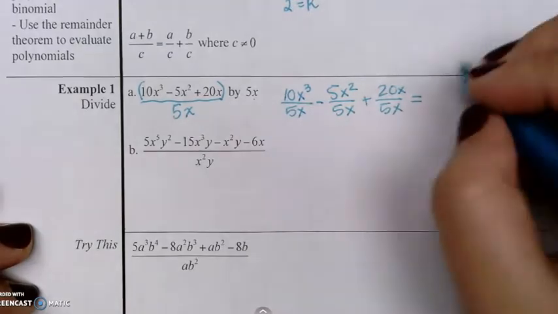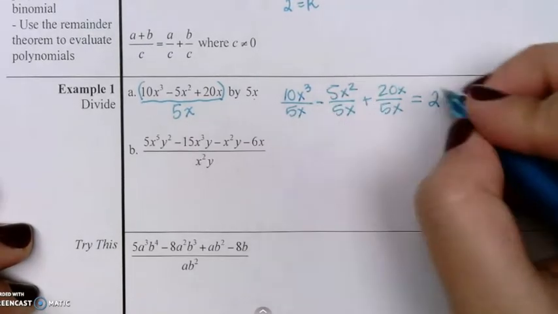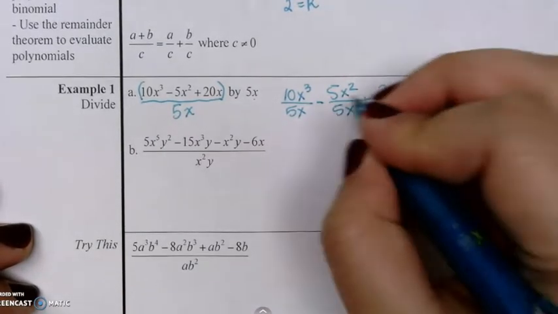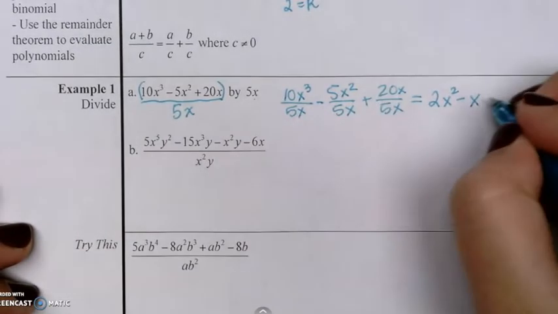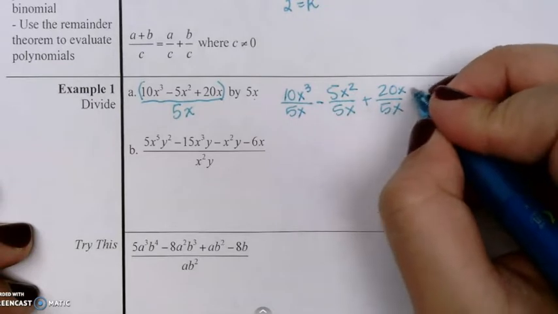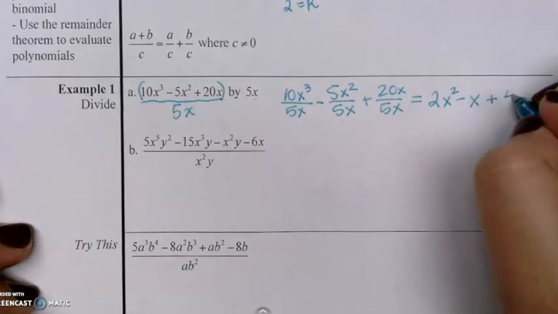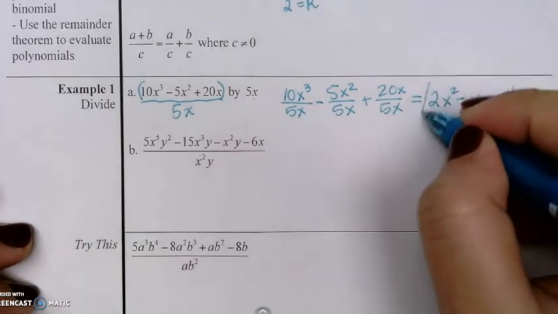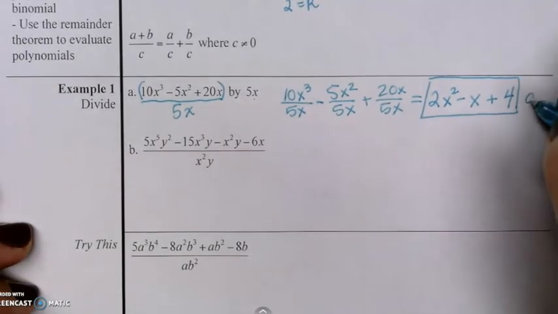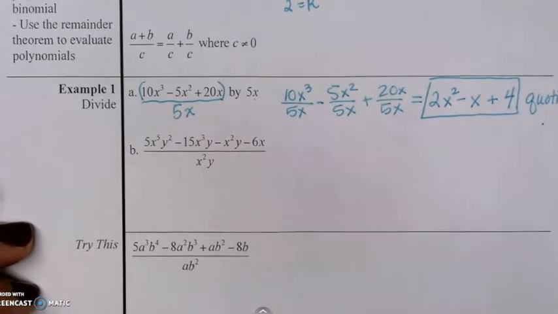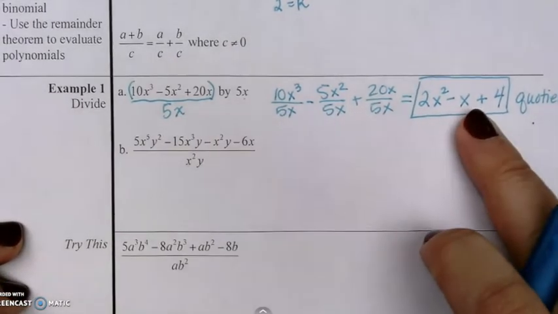So 10 divided by 5 is 2. X cubed divided by x is x squared, minus 1x, plus 4 and no x. So just 4. And so this will be our result. The result from division is called the quotient. Okay, so our result here is called our quotient.